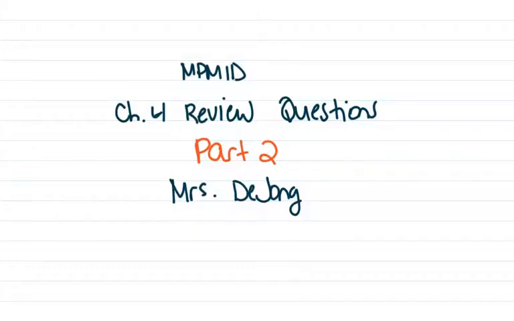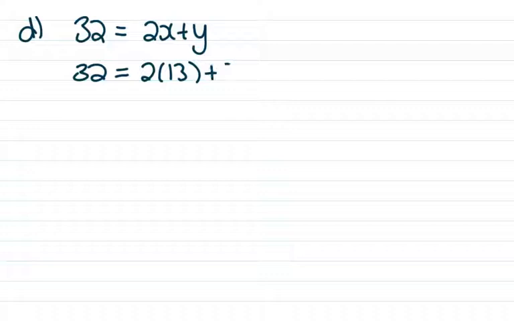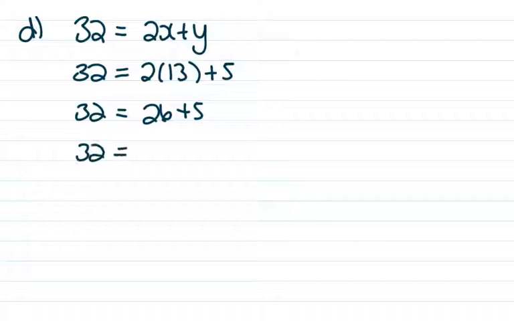All right, I'm back. I left off at page 251, number 13D, which asks us, is it possible that Josh can have 13 toonies and 5 loonies? So if I have my original equation, which is $32 equals 2x plus y, then I'm going to plug in 13 for toonies and 5 for loonies. So 2 times 13 plus 5, 32 equals 26 plus 5, 32 equals 31. No, it does not. So therefore that's not possible.